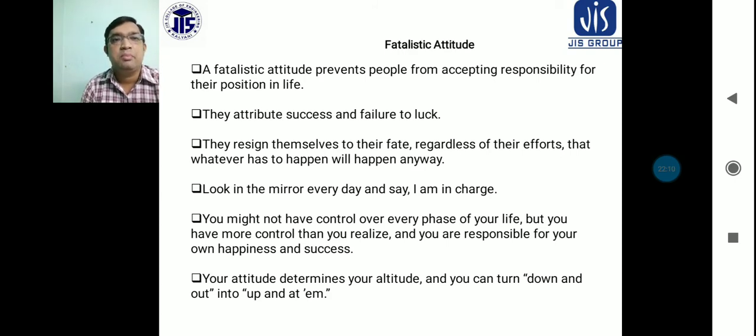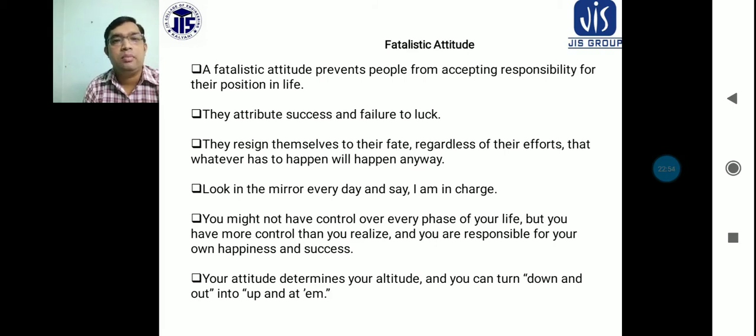A fatalistic attitude prevents people from accepting responsibility for their positions in life. This attitude attributes success and failure to luck. But success does not come from luck; you have to always consider your attitude. They resign themselves to their fate, regardless of their efforts, believing that whatever has to happen will happen anyway.